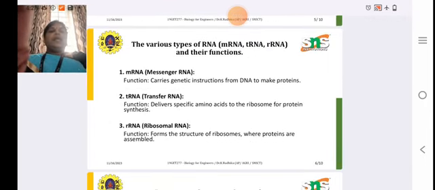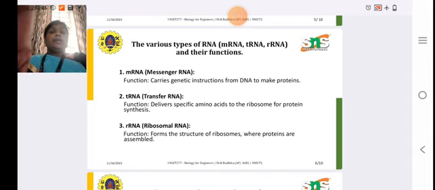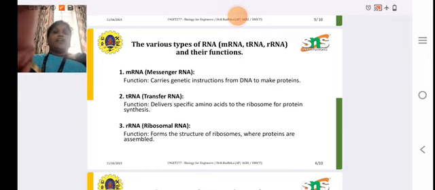Then, let's see the various types of RNA and their functions. There are three main types of RNA. One is mRNA, second is tRNA, third one is rRNA. First one, mRNA. mRNA is messenger RNA. Its function is to carry genetic information from DNA to make proteins. Then tRNA means transfer RNA. Its function is to deliver specific amino acids to the ribosome for protein synthesis. Third one, rRNA, ribosomal RNA. Its function is to form the structure of ribosomes where proteins are assembled.